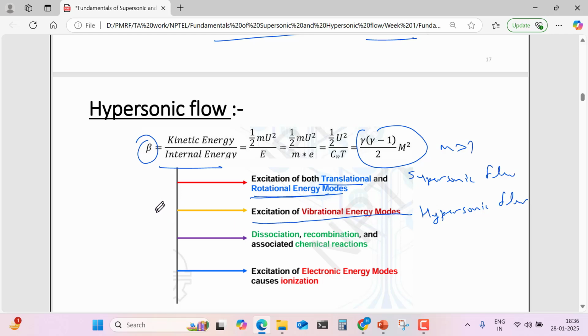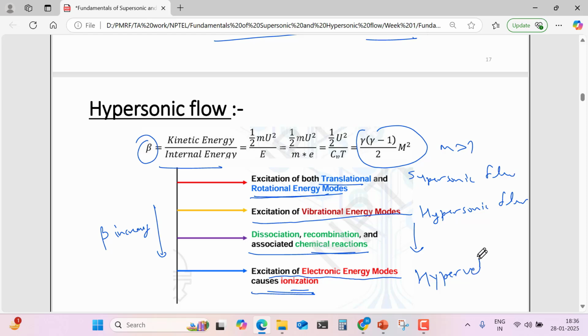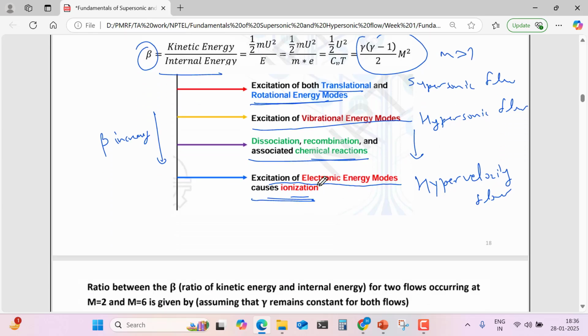As beta increases further, at higher beta, dissociation, recombination and chemical reaction start happening. This is also hypersonic flow, and if beta is very high, then there will also be excitation of the electronic energy modes, which causes the ionization. Generally we also call it by a different name, hypervelocity flow, but this is also hypersonic flow only. Only one more energy mode is added.